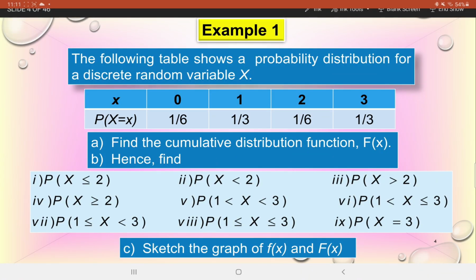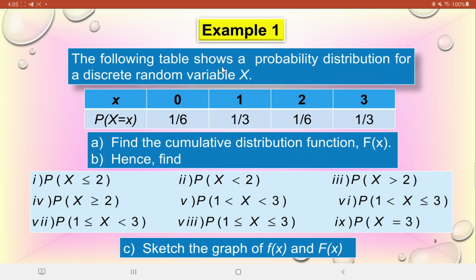Example 1. The following table shows a probability distribution for a discrete random variable X. P(X equal 0) is 1 over 6. P(X equal 1) is 1 over 3. P(X equal 2) is 1 over 6. And P(X equal 3) is 1 over 3. A. Find the cumulative distribution function F(x).